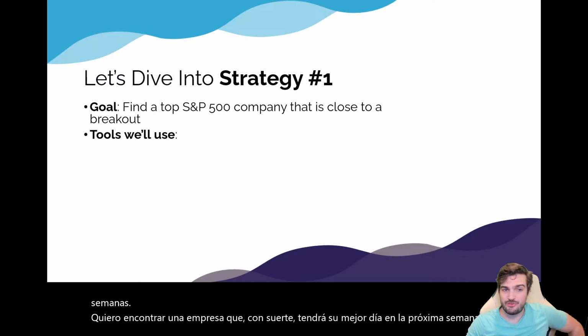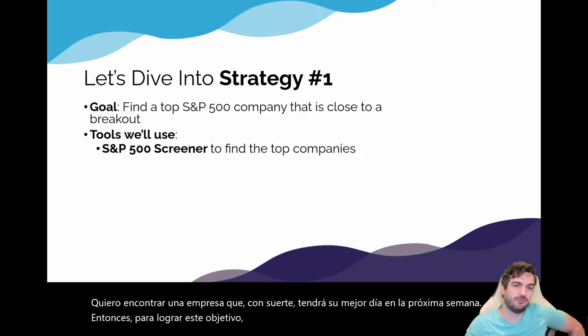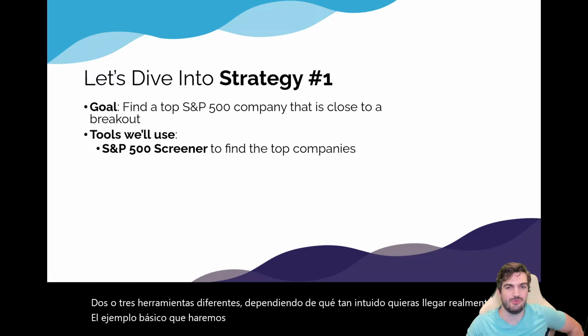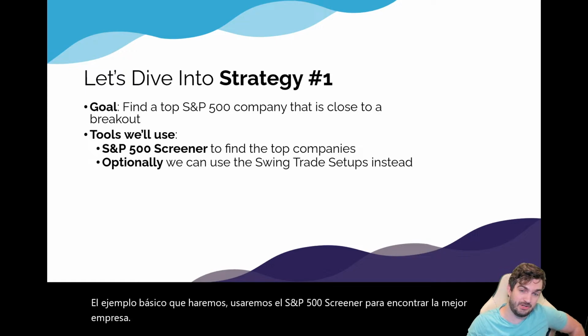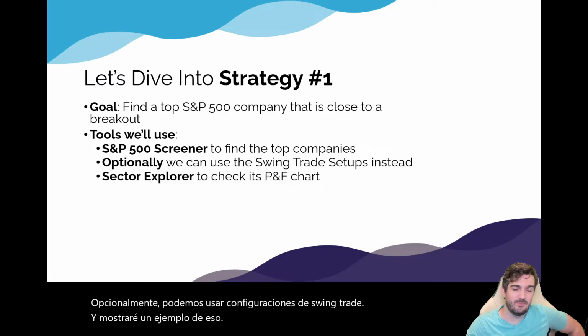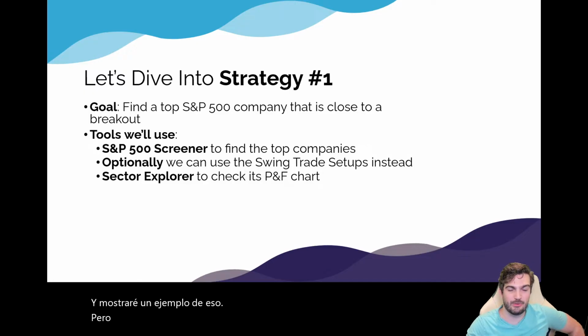So to accomplish this goal, we're going to use 2 or 3 different tools, depending on how into it you really want to get. The basic example that we'll do, we'll use the S&P 500 screener to find the top company. Optionally, we can use swing trade setups. And I'll show an example of that. But then we'll also use the Sector Explorer, surprise, and we'll be focusing on the point and figure chart of that company.